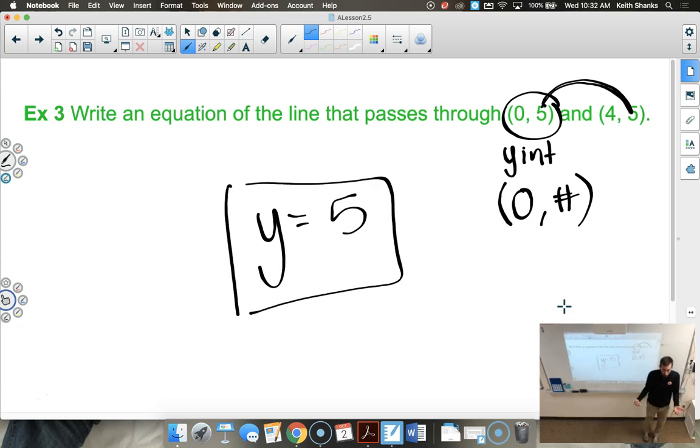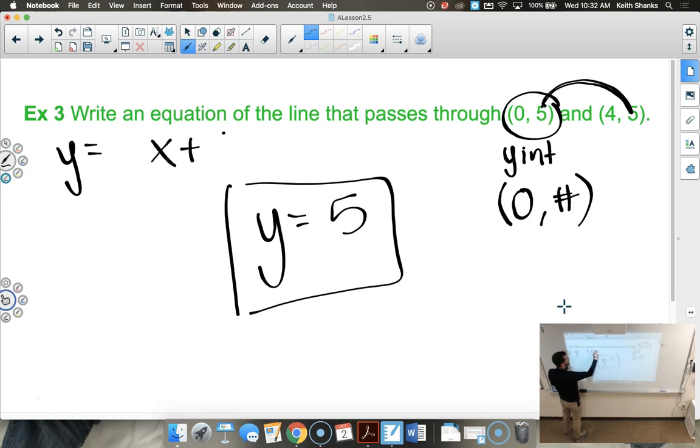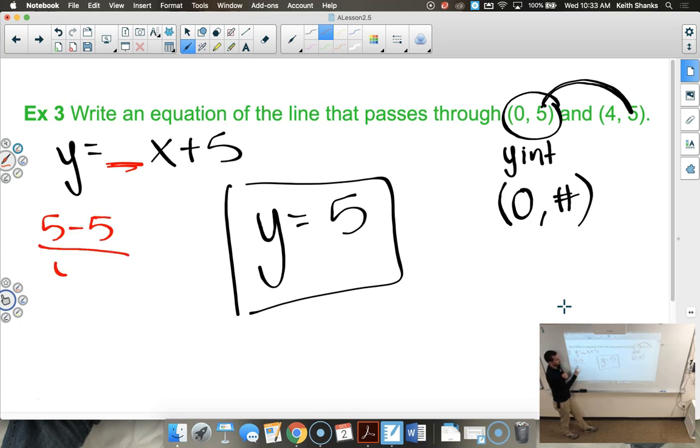Now let's say I didn't recognize that. I do know this is the y-intercept. So I'm like, okay, y equals blank x plus 5. And then I need to find my slope. How do I find the slope given 2 points? y2 minus y1 over x2 minus x1. There you go. You got it. So I would start to plug in: y2 minus y1, 5 minus 5, over x2 minus x1.